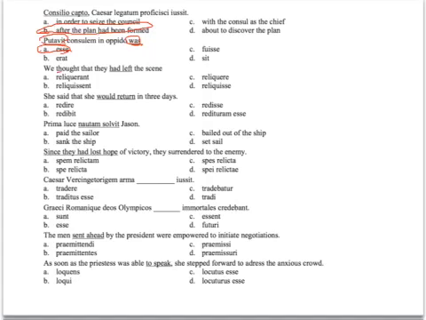So this one, thought had left. So to get "had left," you're going to need a perfect head verb, which is right here, and a perfect infinitive, which is right here.